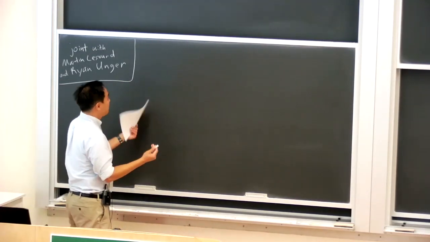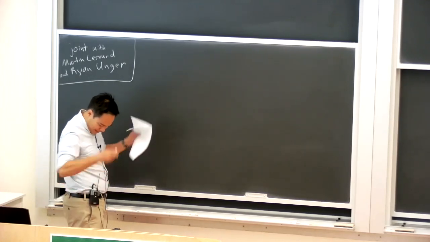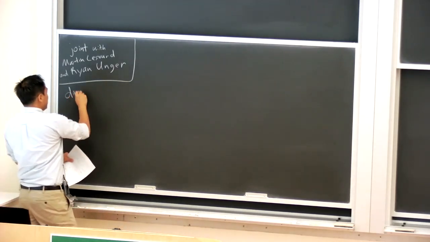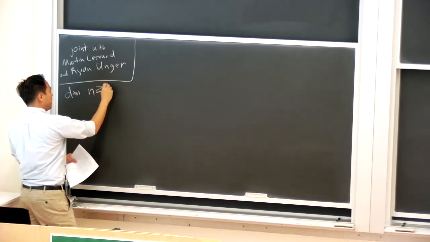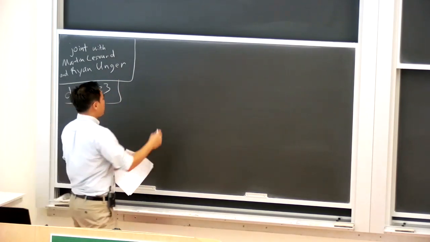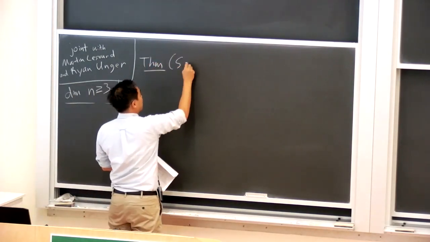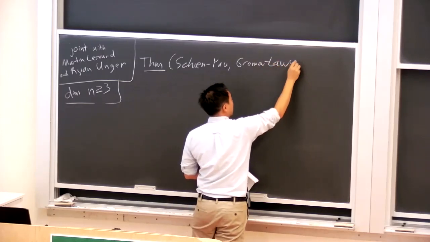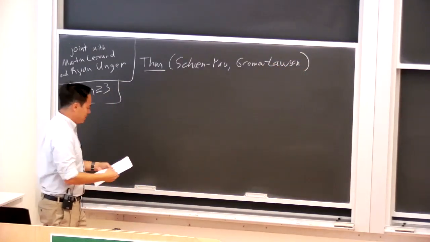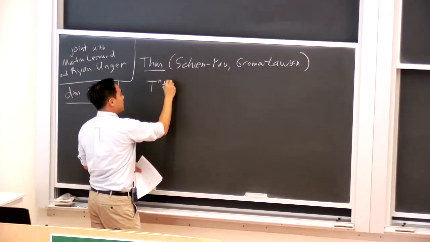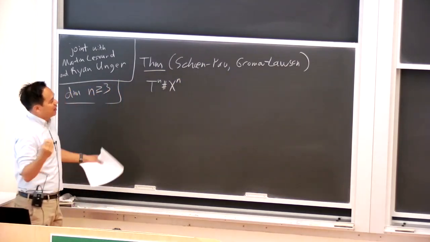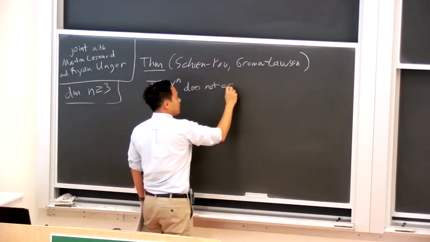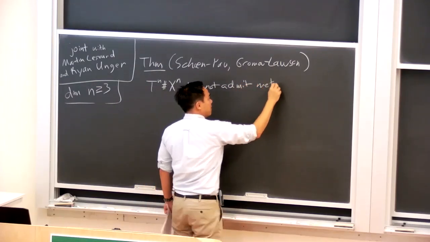So let me start with something that I think is pretty well known. I'll be working with manifolds of dimension n, and they're always at least 3-dimensional. So, a well-known theorem due to Schoen-Yau, Gromov-Lawson. I'm not always going to be stating the most detailed versions of theorems, but basically if you take a torus and connect sum anything, this does not admit metrics with positive scalar curvature.